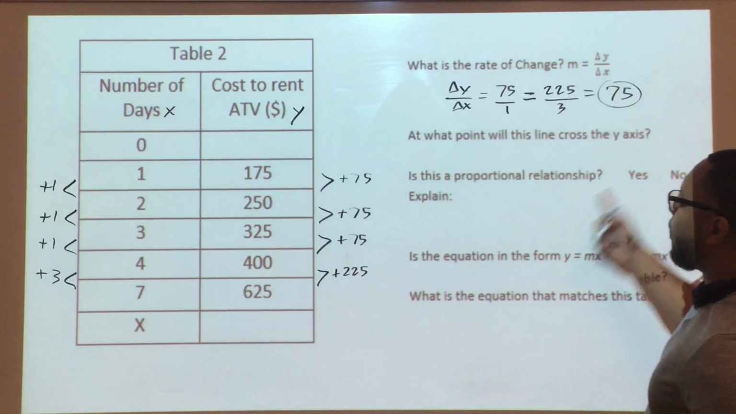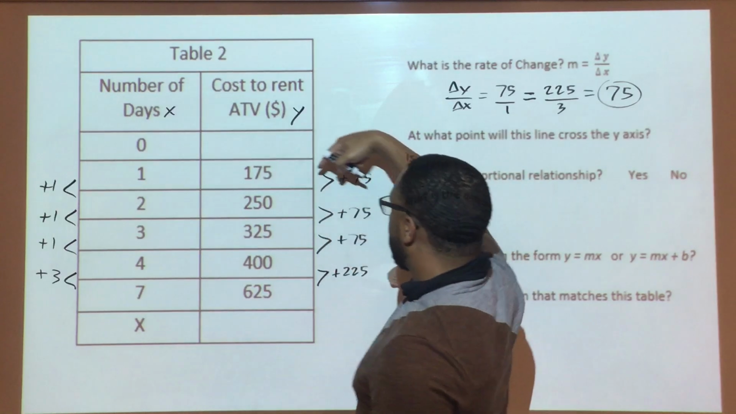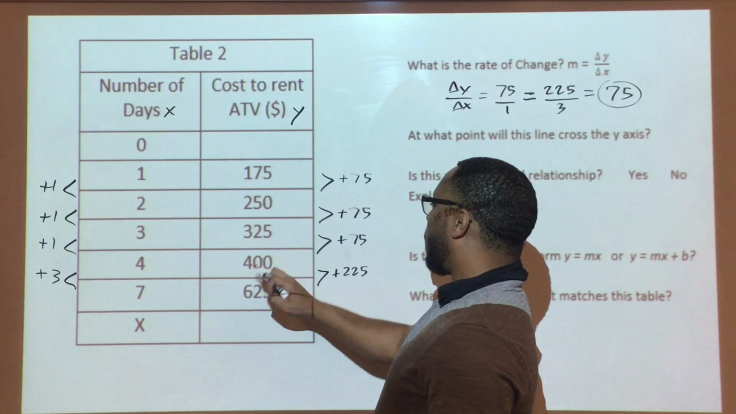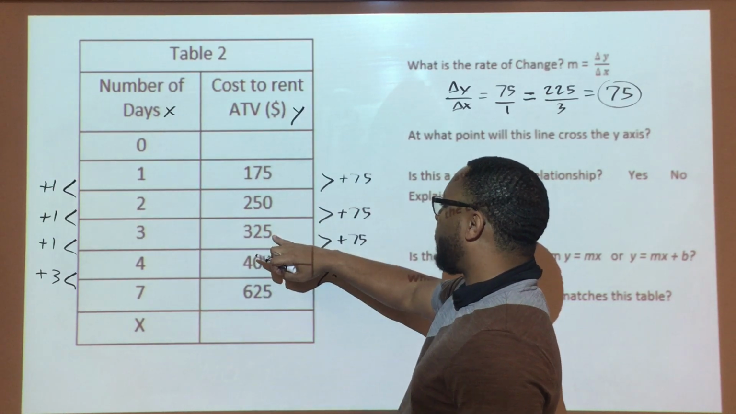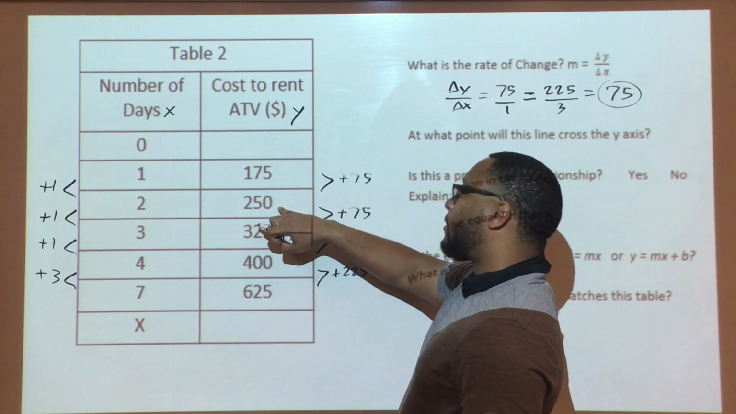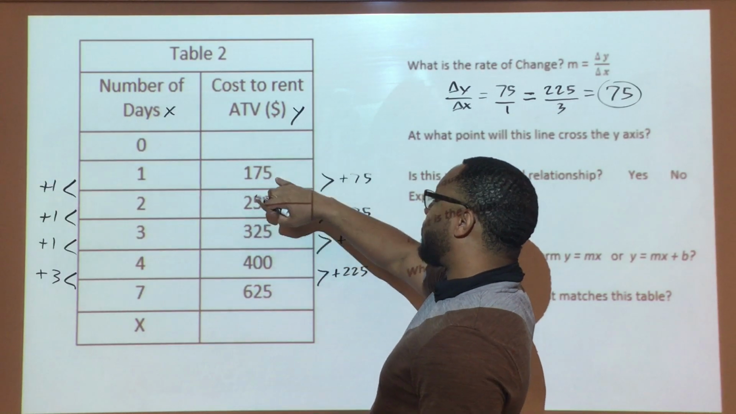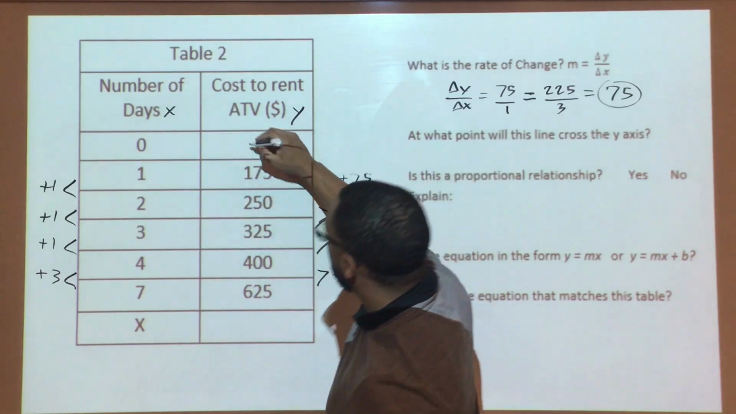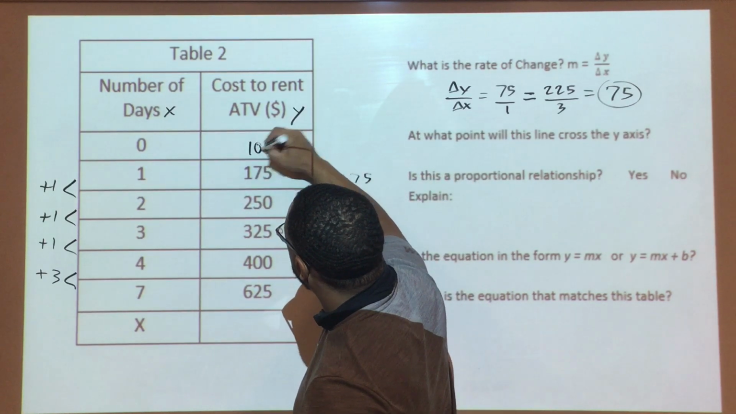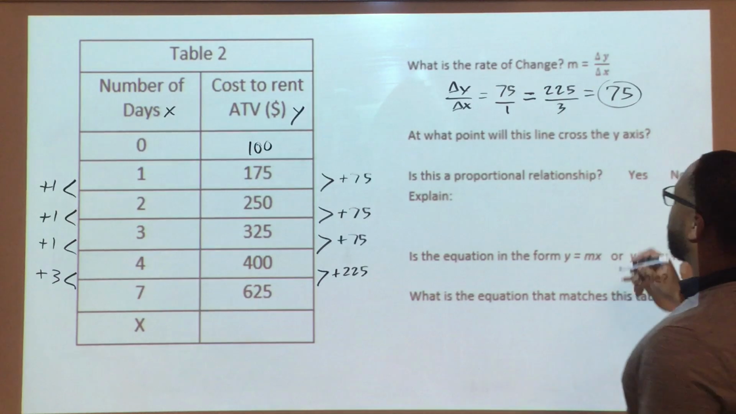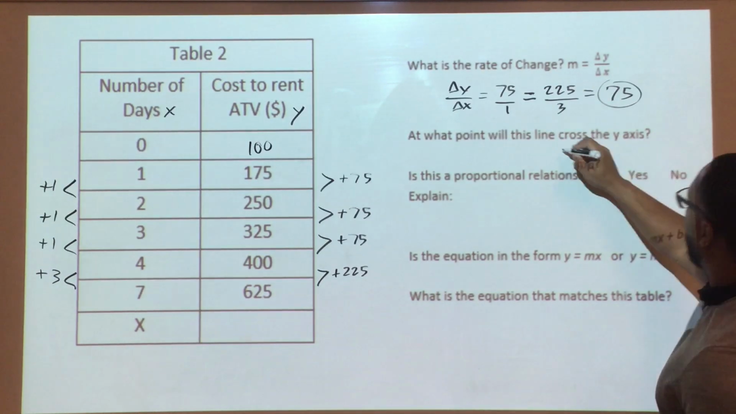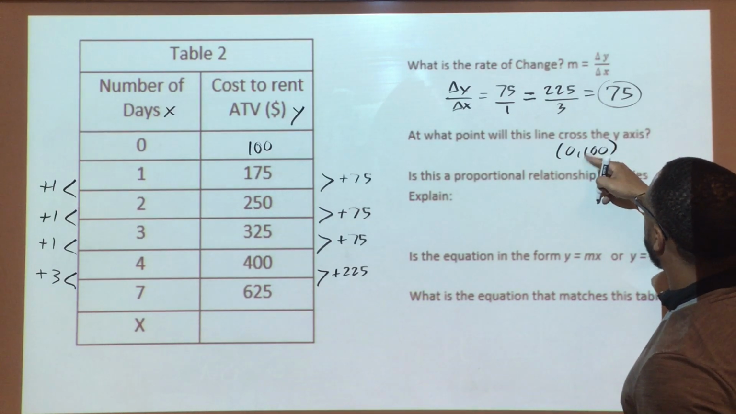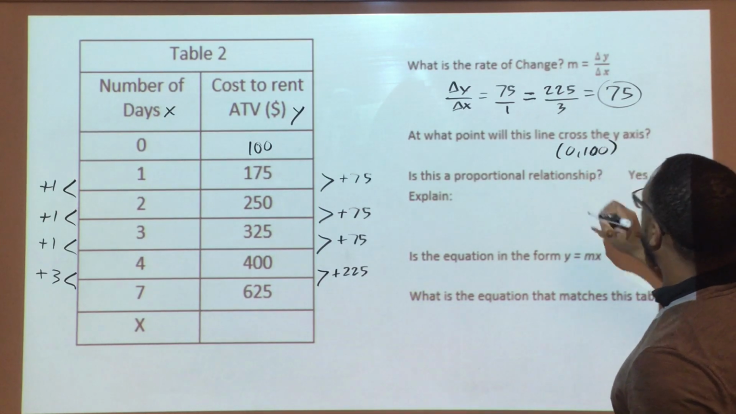At what point will this line cross the y-axis? Well, if it's increasing by 75, go backwards. It's decreasing by 75. 400 minus 75 gives me that. 325 minus 75 gives me that. 250 minus 75 gives me that. So what is 175 minus 75? It's 100. So this line will cross the y-axis at 0, 100. That is the point that it will cross.